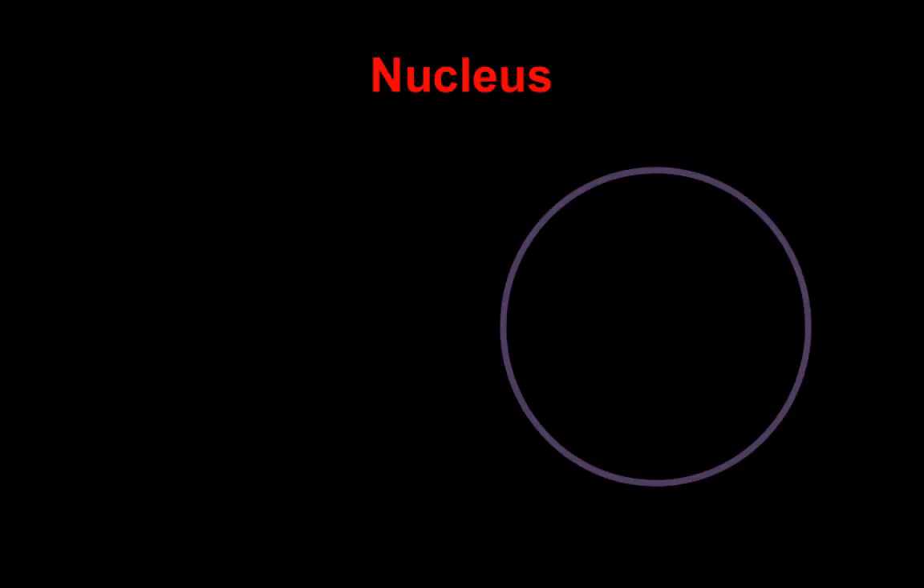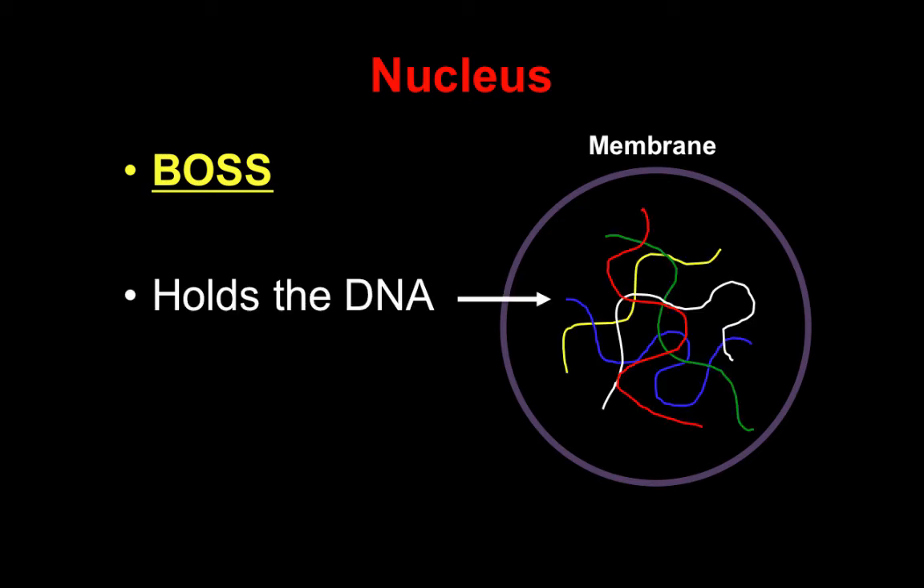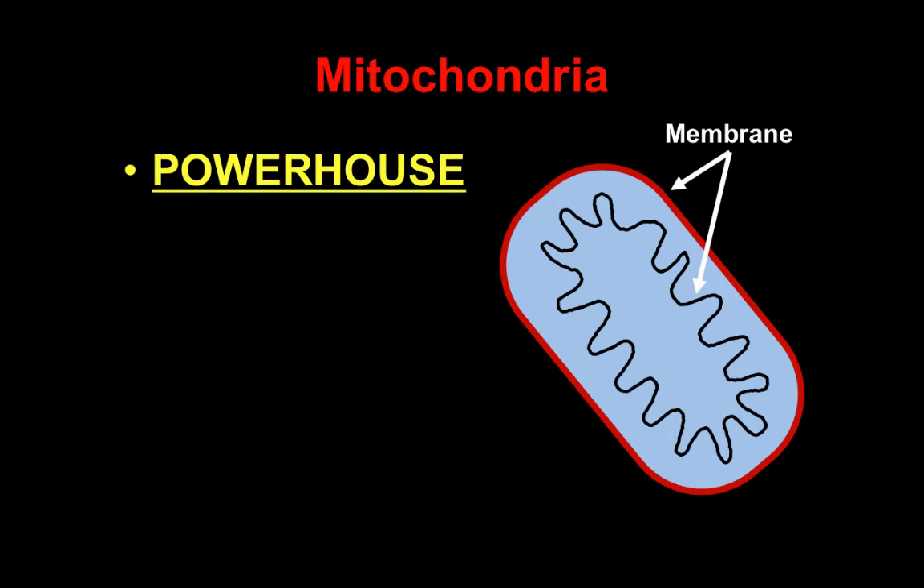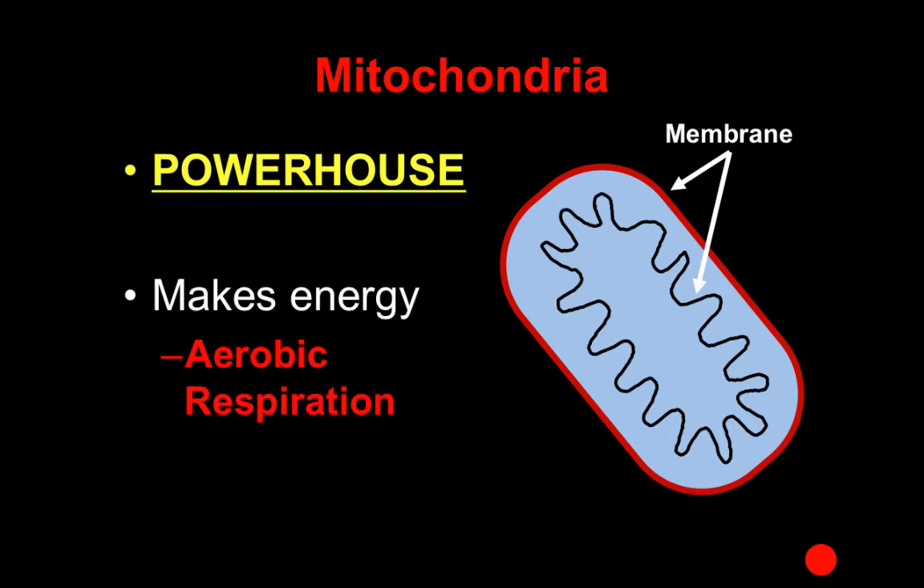So now let's look at these membrane-bound organelles and other parts of eukaryotes. So here we have the nucleus, which has its own membrane, because it's a membrane-bound organelle. And it's the boss, because it holds the DNA, and that DNA is linear. We have a mitochondria, which again has its own membranes. It's the powerhouse of the cell, and it makes energy through aerobic respiration. So remember, that requires oxygen.